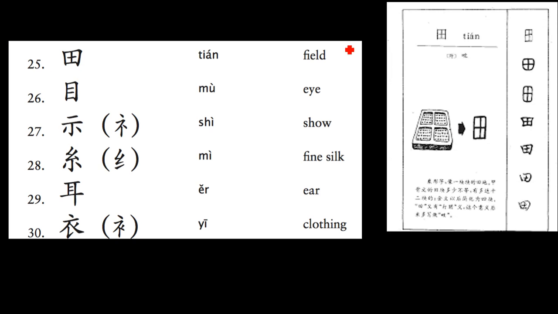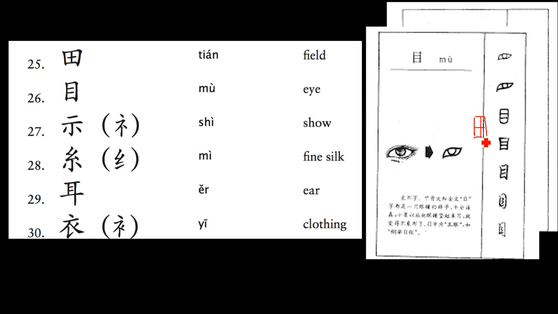Next one, 田. The original meaning of 田 is field. In 甲骨文、金文、篆文、隶书 and modern script, the shapes are all similar. So you can remember this as a large square, 围, with a 十 inside.